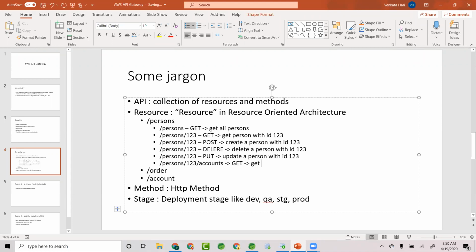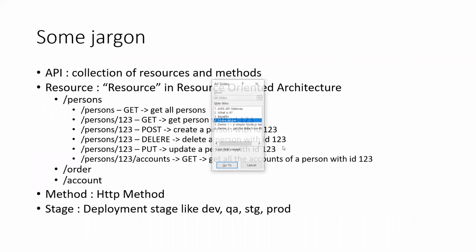It will get all the accounts of a person with ID 123. So there is a person with the ID 123. That person's all accounts, give me all the accounts associated with a person with the ID 123, is what we're saying. If I call the same thing /person/123/accounts with an HTTP DELETE, then I'm saying delete all the accounts for this particular person. So you got that, REST endpoints, REST taxonomy, etc.